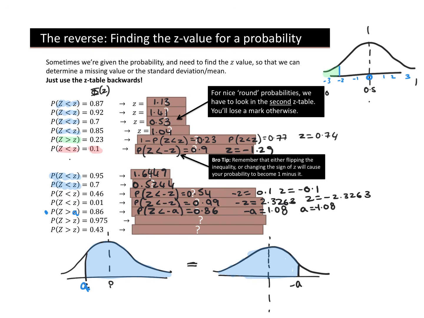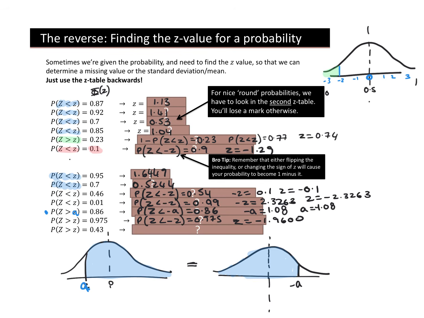Now for this one, it's greater than. So we don't have to worry about the 1 minuses. We can just do what we just did a second ago. The probability of z being less than negative z of 0.975 is, and then I'm just going to go for this one. Z is just negative 1.9600.